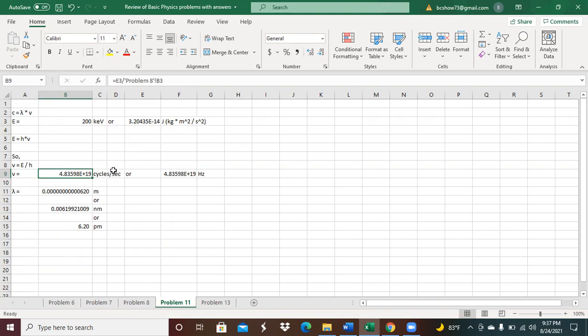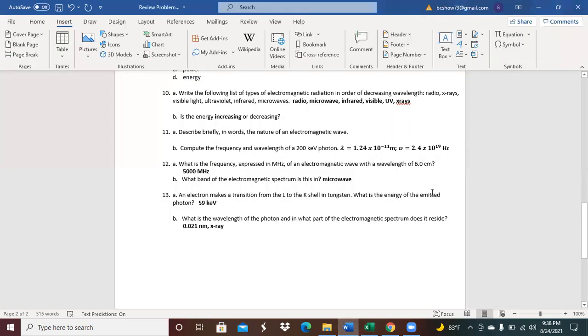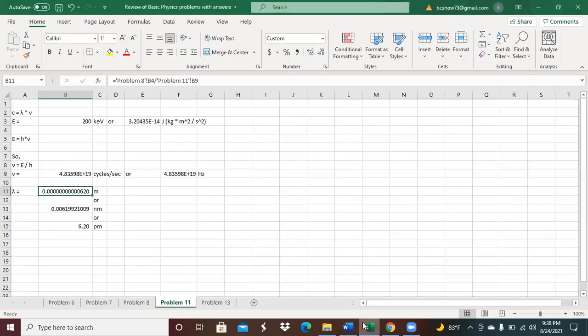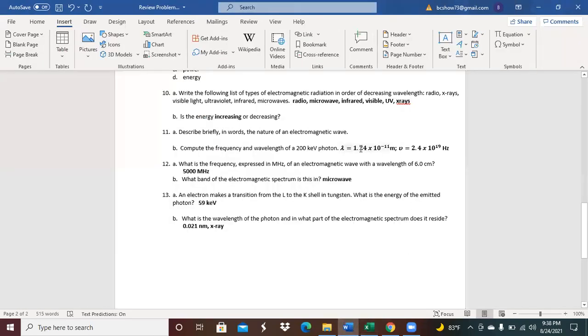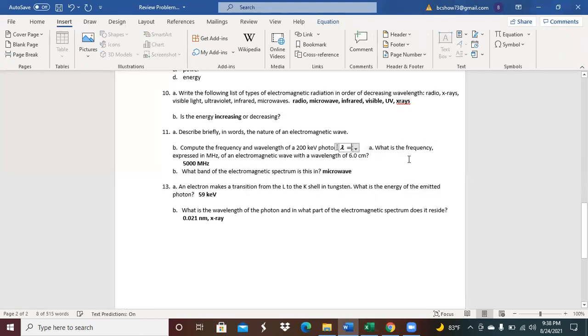This is going to end up being cycles per second, and so we can change that to hertz. That's where that comes from. The wavelength here, we know how the wavelength and the frequency, if we multiply that together, we get the speed of light. So that's where this computation comes from. I don't think those values are accurate, so we'll just get rid of those.